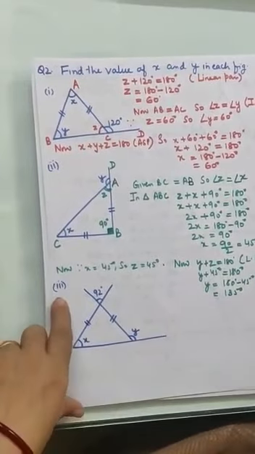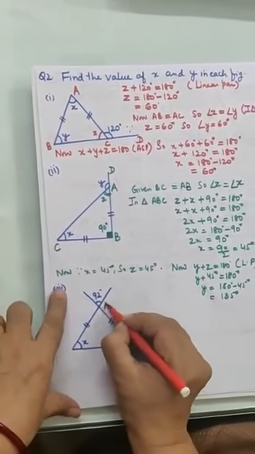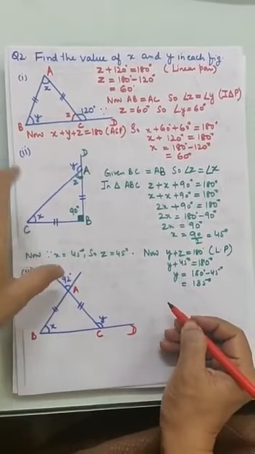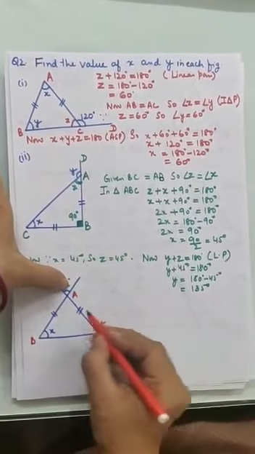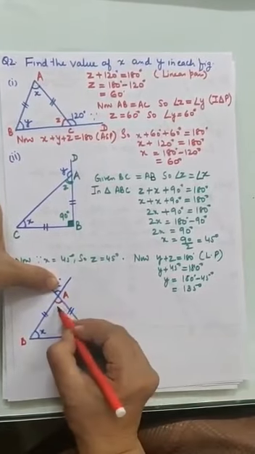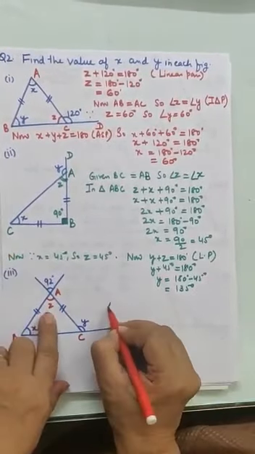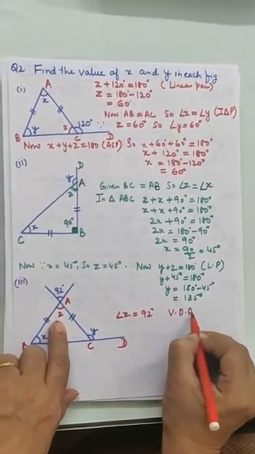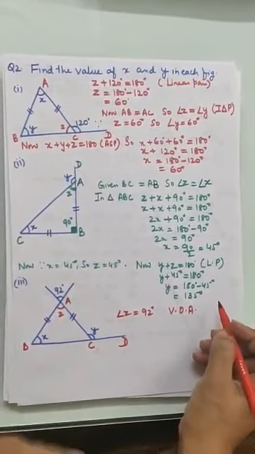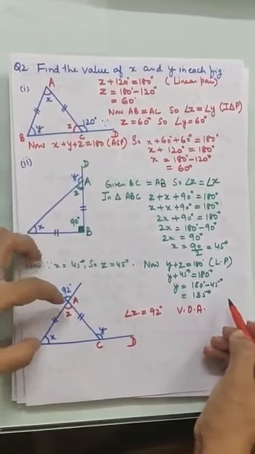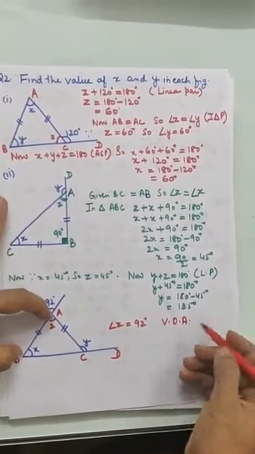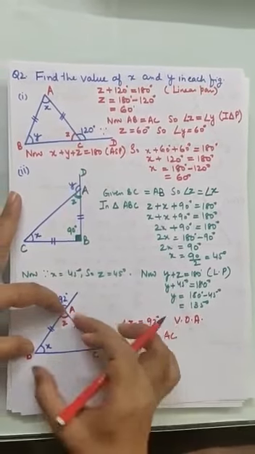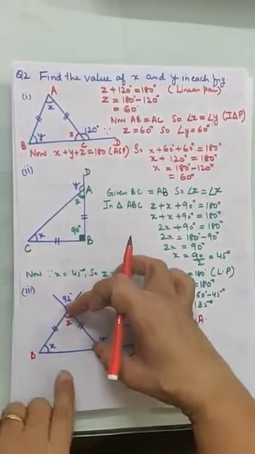Now coming to the third part. We name the triangle A, B, C and D. Now see here, this is 92 degree. So if we mark this as Z, so angle Z is what? 92 degree, vertically opposite angles. Okay. Now what is given? That this AB is equal to AC.